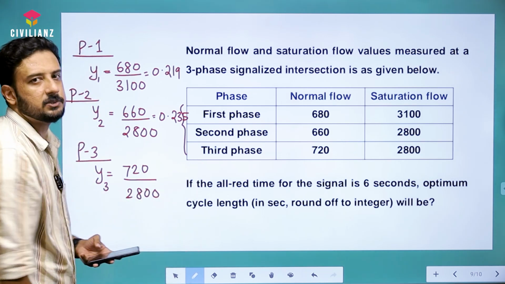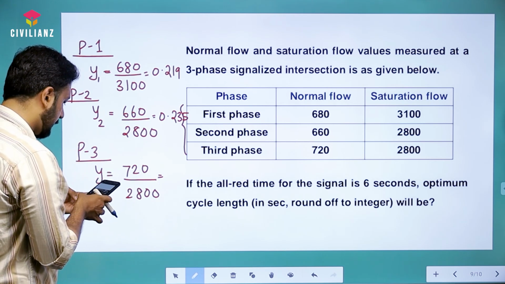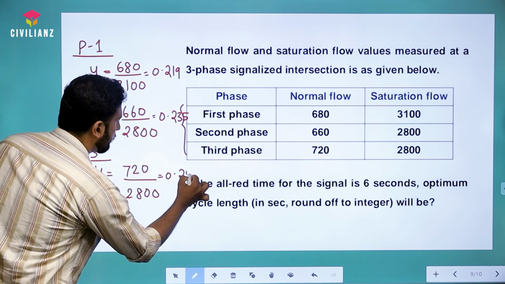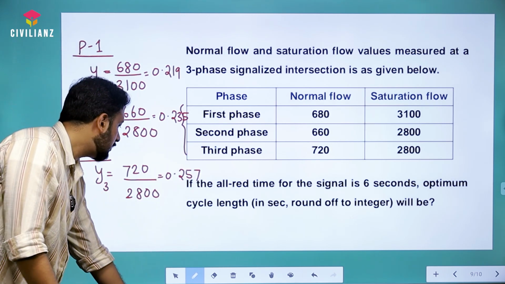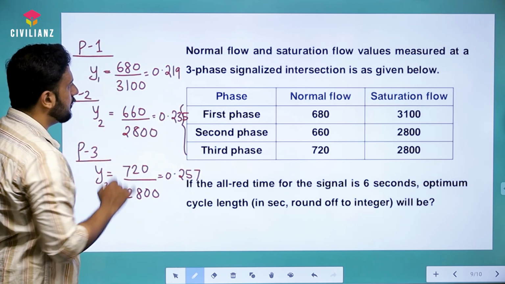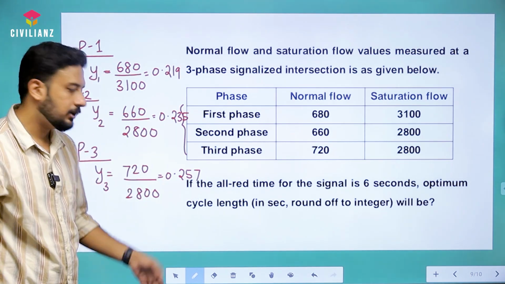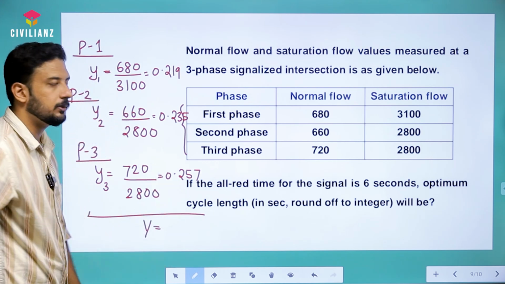So at least take 3 decimals every time. So this 720 divided by 2800, it's going to be 0.257. Okay, so these are the values we are having. Now what can we do? We can just add all these 3 values, 0.219, 0.235, 0.257. Just add all those things, and we are going to get the capital Y value.